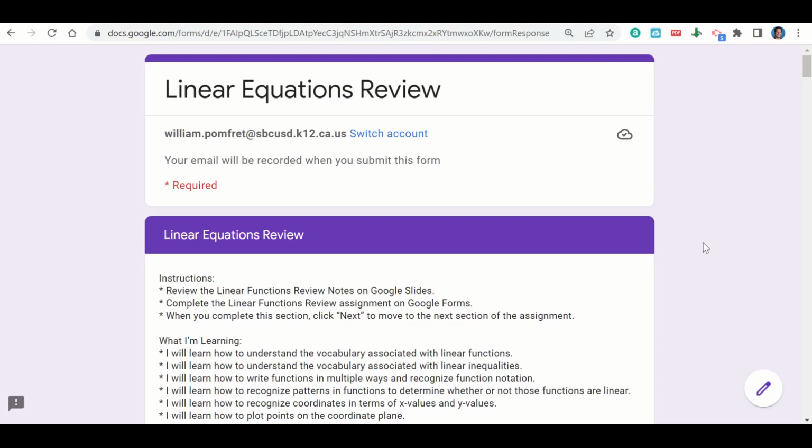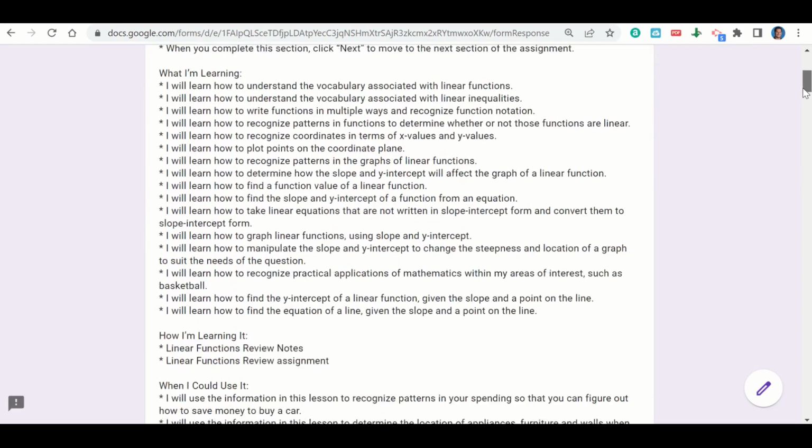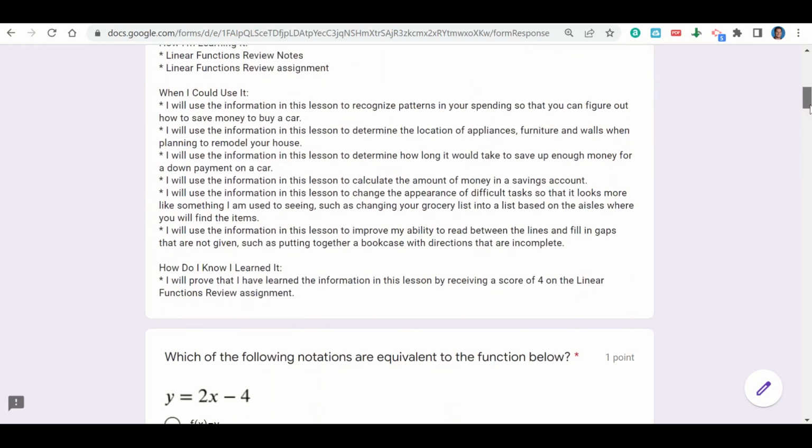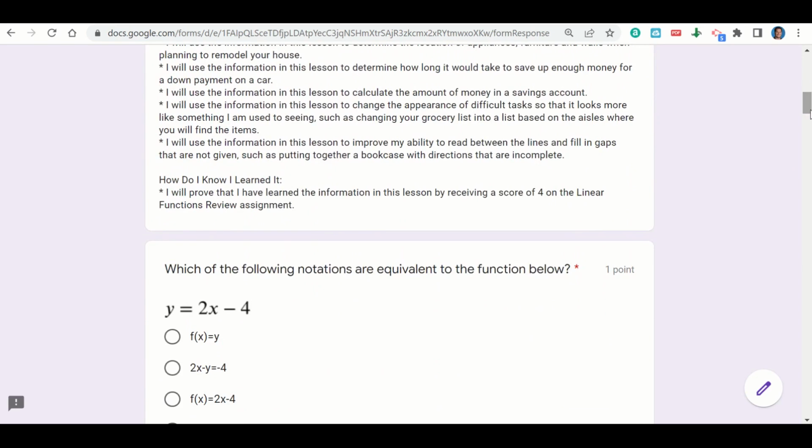Let's take a look now at the linear equations review assignment. So the assignment begins with the learning goals and success criteria here. And then it begins to ask some questions, and you'll answer each of these questions. Now these questions are from everything we've learned so far in this unit.